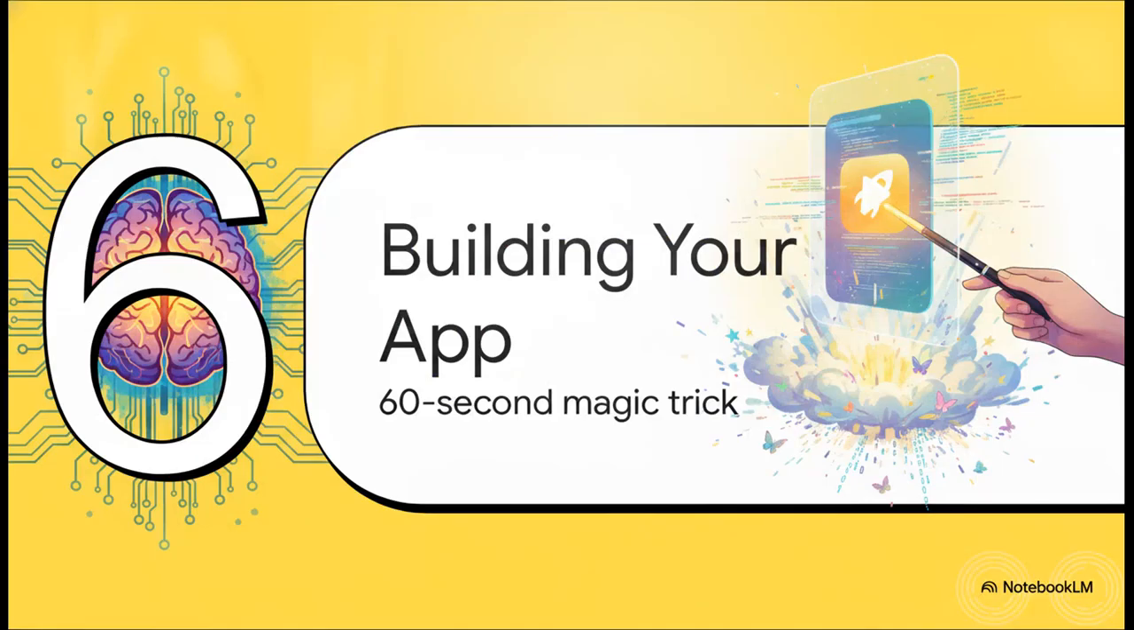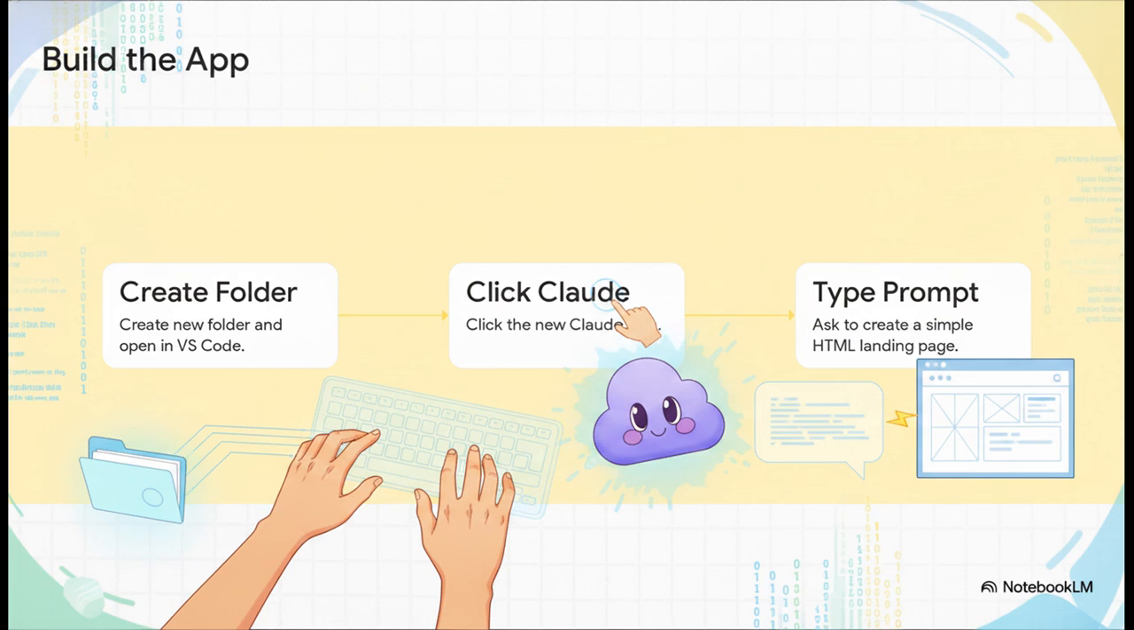And now for the fun part. Section 6, Building Your First App. The 60-second magic trick. Go ahead and create an empty folder anywhere on your computer. Let's call it Claude, and open that folder inside VS Code. Because you just installed the extension, you're now going to see a little Claude icon on your screen. Click it, and a chat window opens up. This is where you type your prompt.